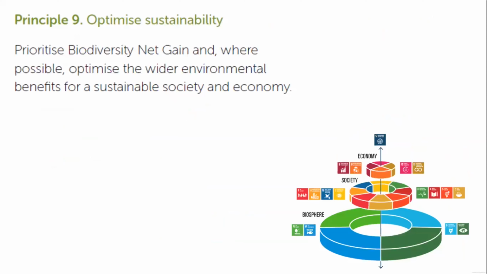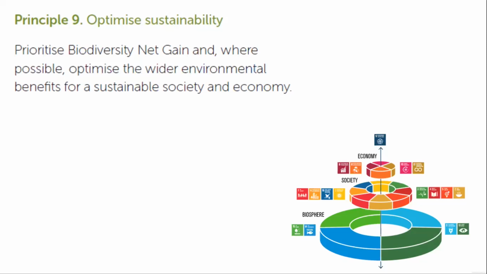Very closely related in the good practice principles is principle 9, which is about, okay, you've got to prioritise net gain, absolutely, but then really look at how you can optimize the wider environmental benefits for a sustainable society and economy. This is where I always talk to my managers about how, if you invest in nature, it's like getting 2 for the price of 1, or even 3 or 4, because nature generates so many different things. There are really interesting calls at the moment for nature-based solutions to tackle climate change.